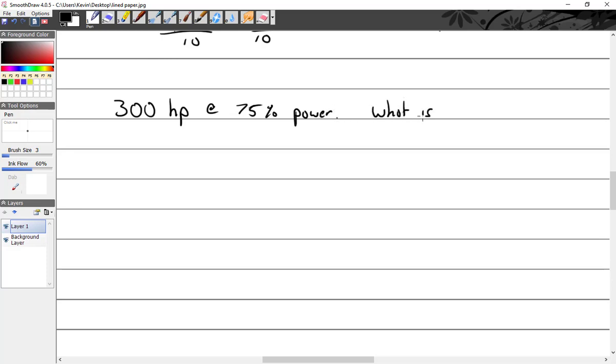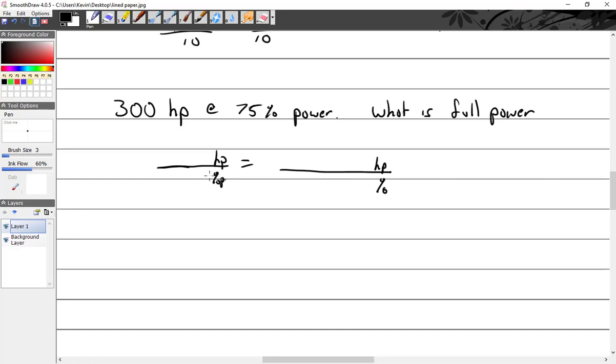What is full power? 100%. There you go. Done. Find X right there. All right, so it's going to be a ratio. A line equals a line. We've got horsepower and percent power, and horsepower and percent power. What are we trying to find here? Am I trying to find the horsepower or the percent?